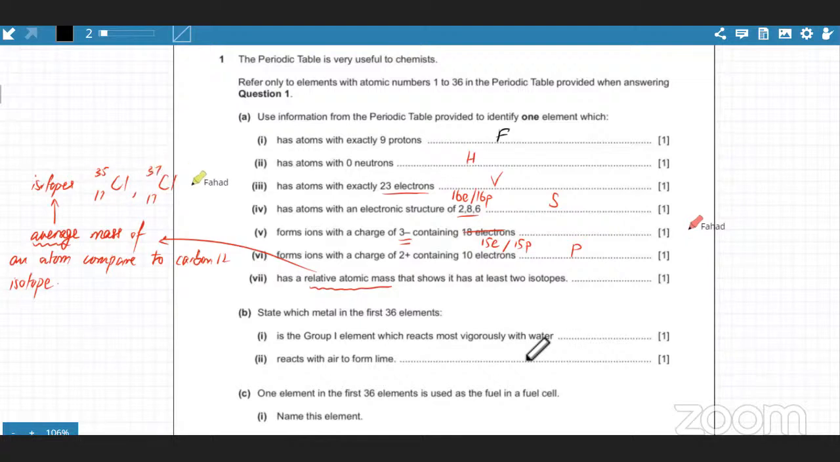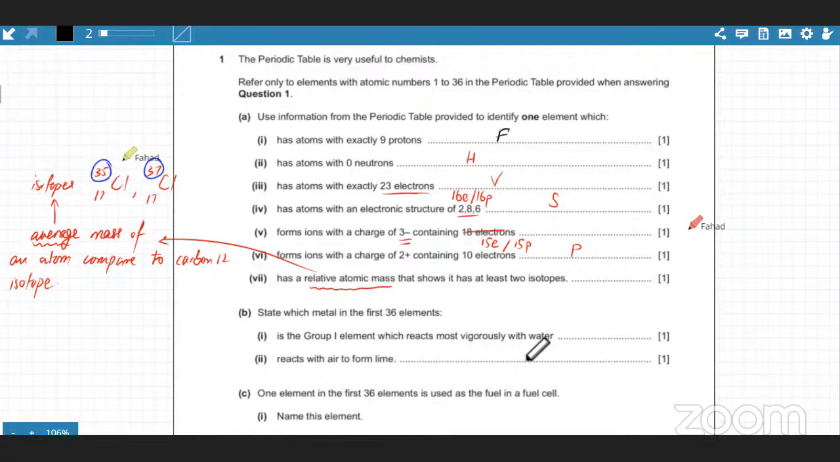A lot of elements have multiple isotopes. So when you take the average mass, you take it compared to the abundance as well. The average mass of the atom comes somewhere between the two. It's not going to be 35, it's not going to be 37. If you take a sample of chlorine, it's going to have some chlorine 37 atoms and some chlorine 35 atoms.